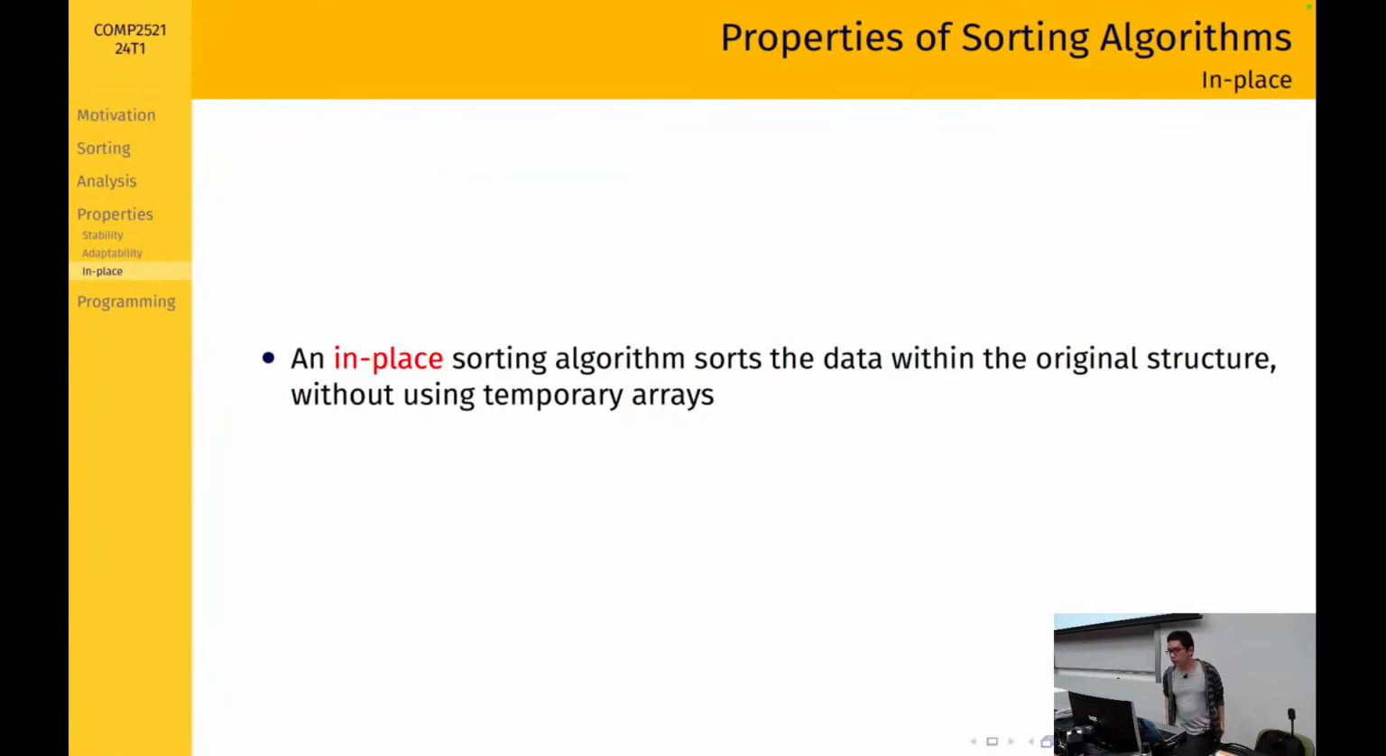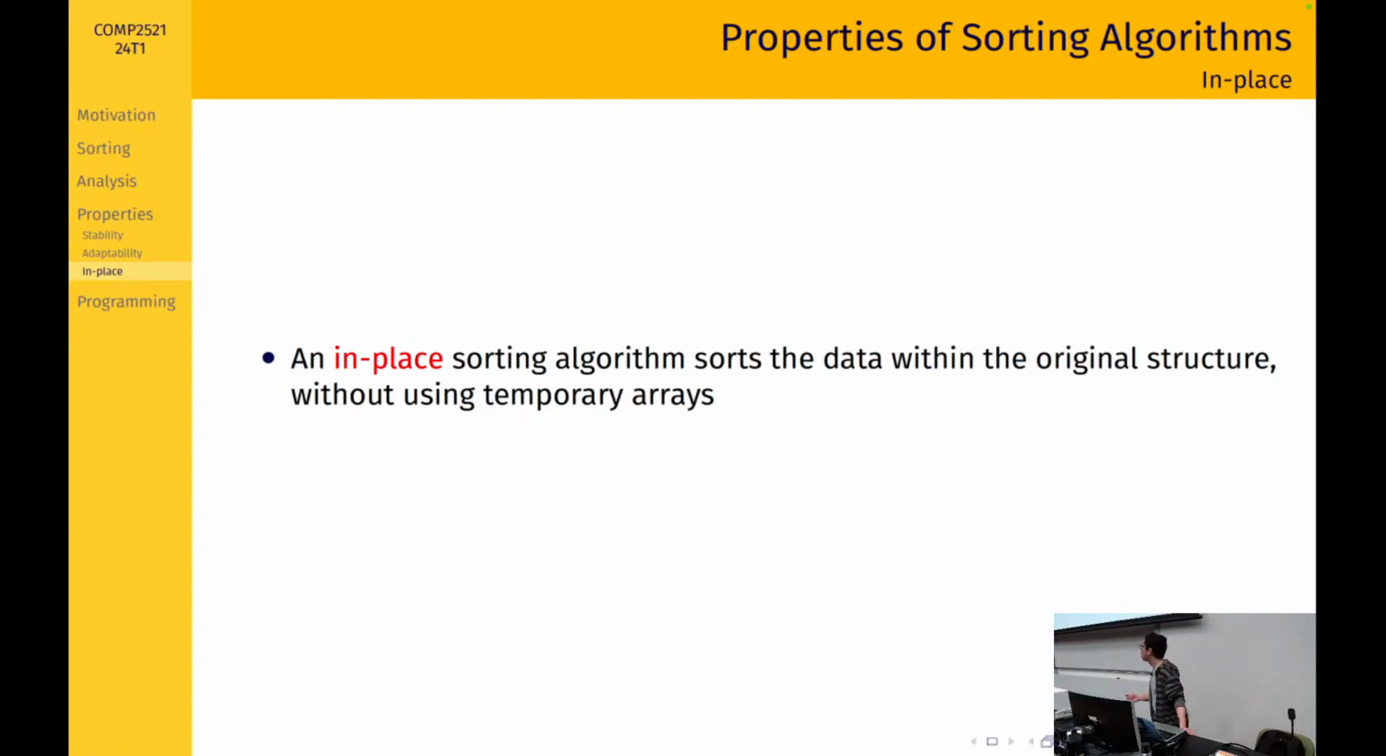Another property that we care about is in place. An in-place sorting algorithm is one that sorts the data within the original array, and it doesn't use any temporary arrays. You might care about whether your algorithm is in place or not, because maybe you're constrained in how much memory you have.